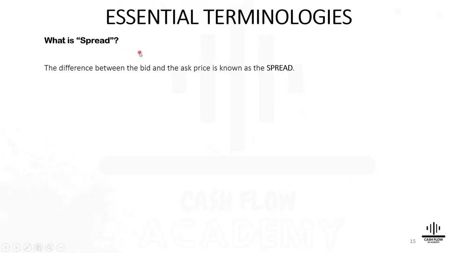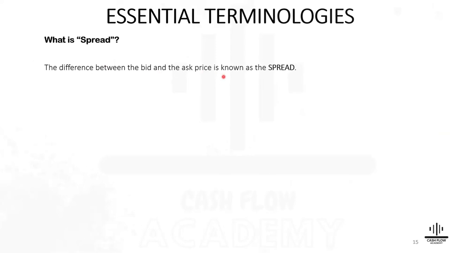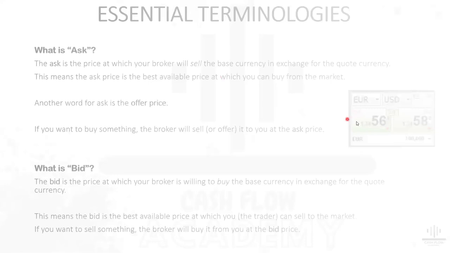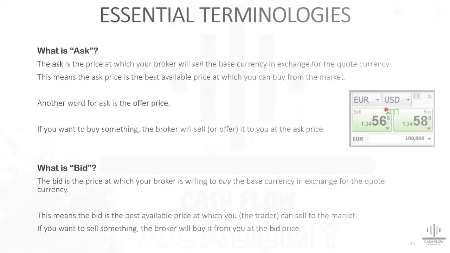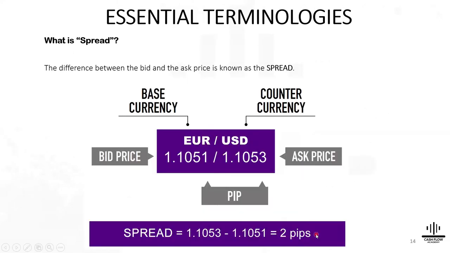Now, there's something called spread. What is spread? Spread is the difference between the bid and the ask price. So like you can see here, the bid price, the ask price, this is the ask price, and then this is the bid price. But you can see that they are different. 1.3456, 1.3458. So the difference between these two prices is 2.0, which is the spread. Very simple. And this is how brokers make money.